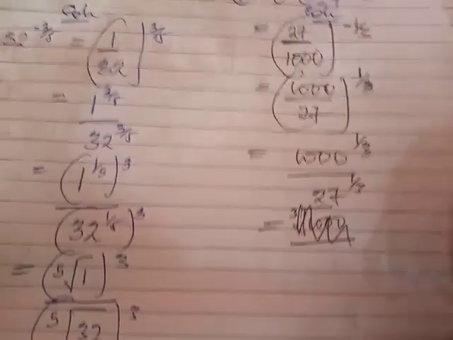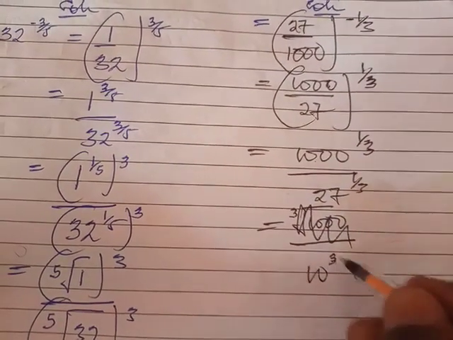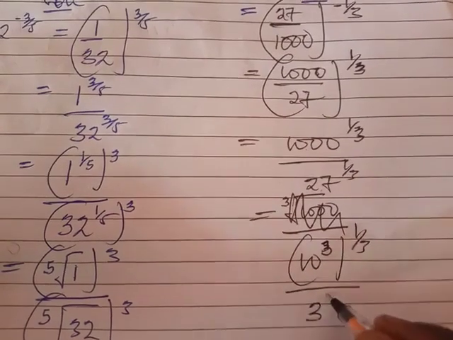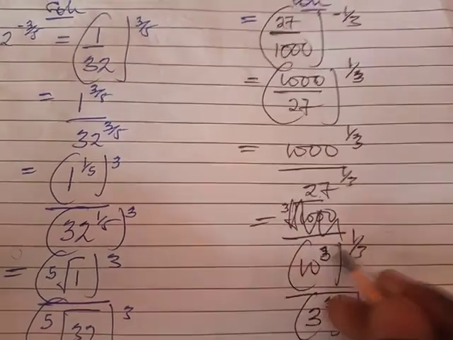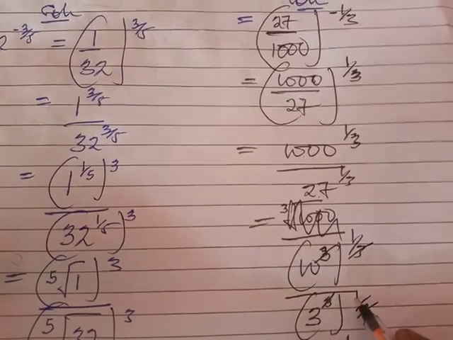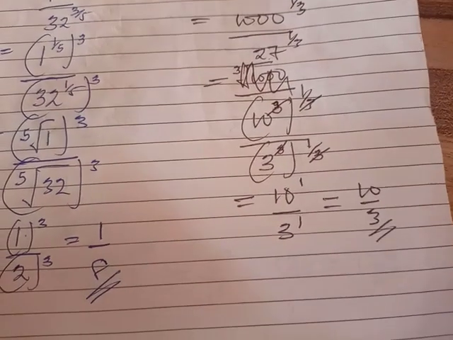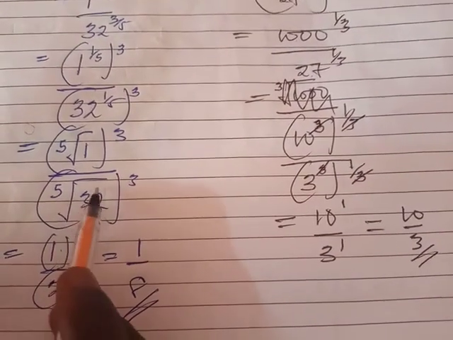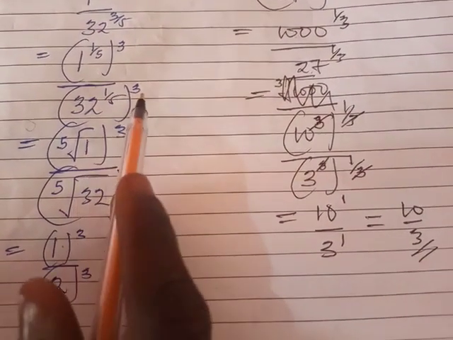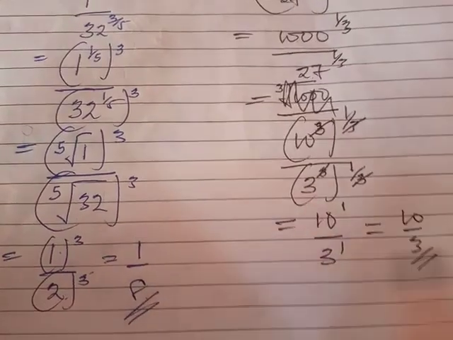So quickly, we can treat this as 10 raised to the power 3, 1 over 3. And this one becomes 3 raised to the power 3, 1 over 3. So this 3 cancels that, this 3 cancels this. You'll be left with 10 over 3 at the end of the day. The same thing here, you can treat as 2 exponent 5. The 5 will cancel this 5, leaving you with 2 raised to the power 1. And the 1 will multiply the 3, giving you 2 raised to the power 3, so that you get the 8 here.